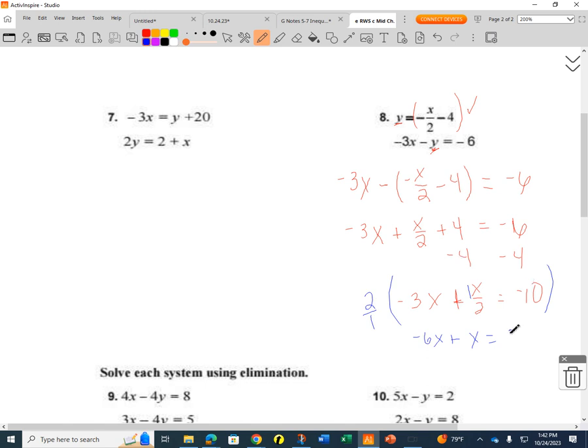So now I combine like terms, negative 6x plus a positive 1x is negative 5x equals negative 20. Divide both sides by negative 5. Now I know that my x coordinate is 4. I know I have one solution and the x coordinate is 4. How do I find the y coordinate, Caleb?